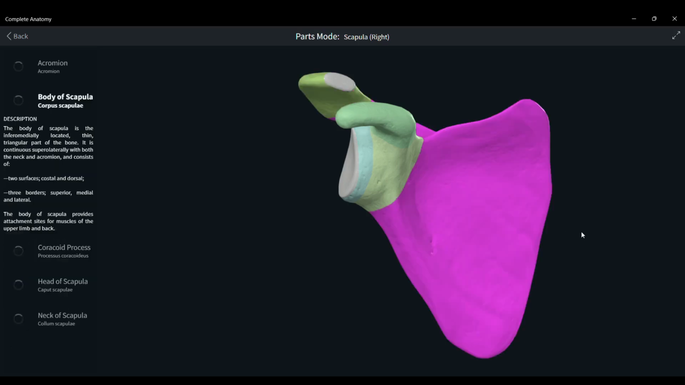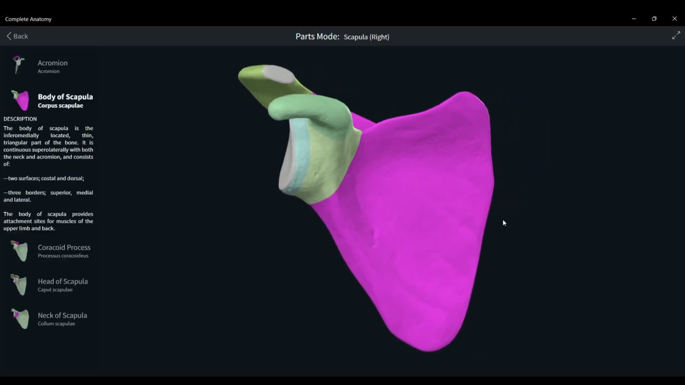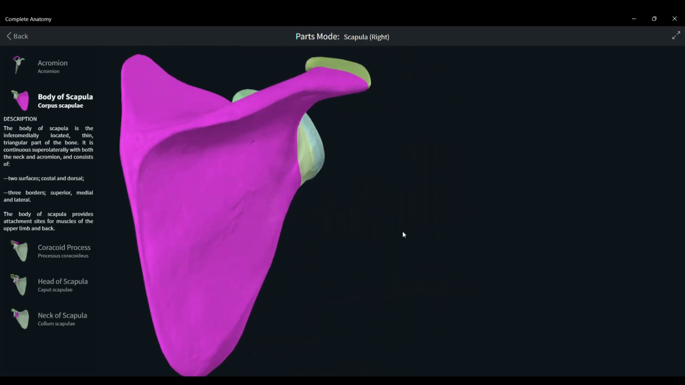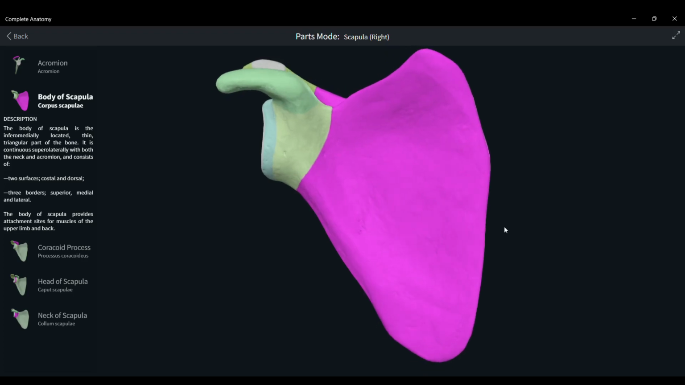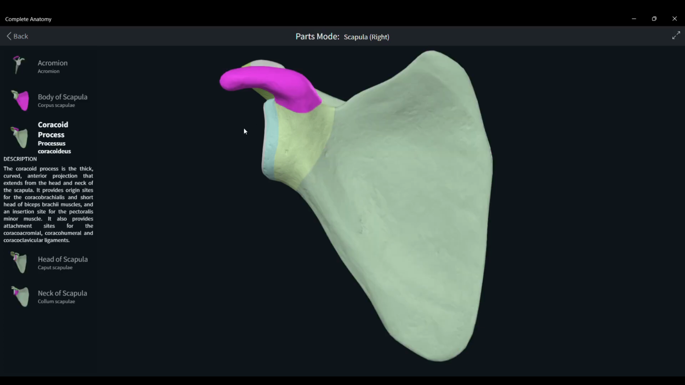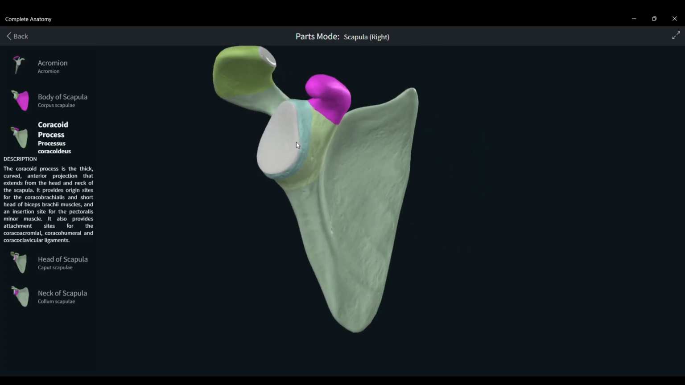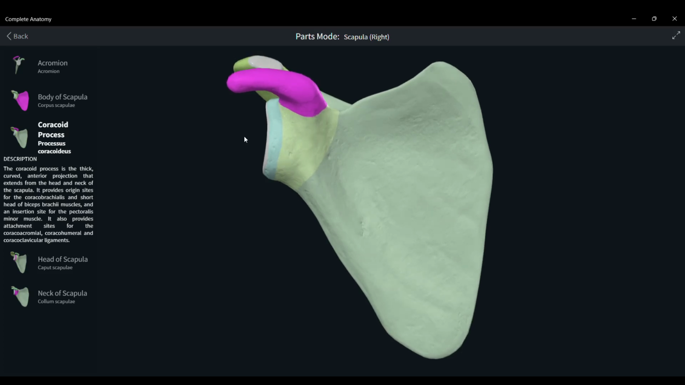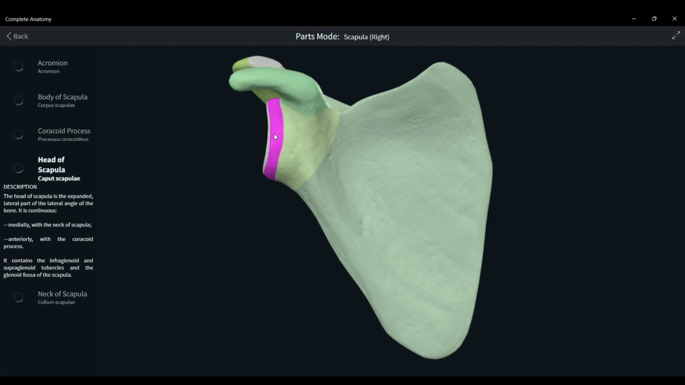Next, let's move to the body of the scapula, the main plate of the bone. Here we distinguish the anterior and posterior surfaces, which we will show separately in a moment. On the superior part of the anterior surface, laterally, arises the coracoid process. It projects forward and slightly laterally, with several muscles and ligaments attached to it, making it essential in suspending the shoulder girdle. Beneath the scapular notch lies the glenoid pole of the shoulder joint.